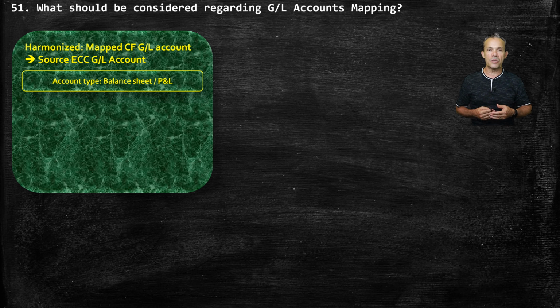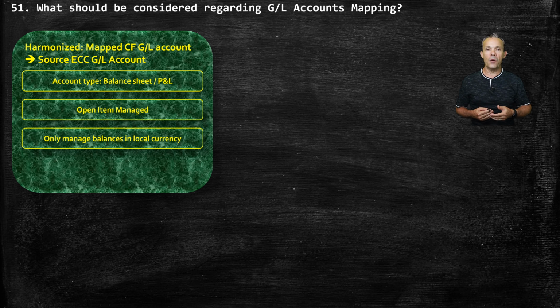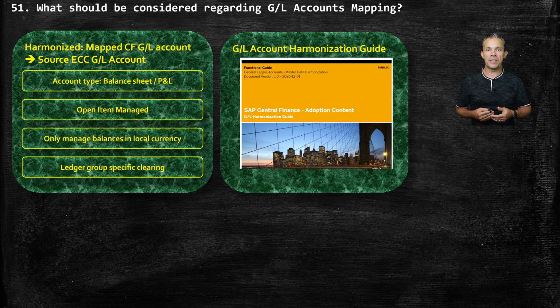Balance sheet accounts in the source system must be mapped to a balance sheet account in the Central Finance system. PL accounts in the source system must be mapped to a PL account in the Central Finance system. Open Item Managed GL accounts from the source system must be mapped to Open Item Managed GL accounts in the Central Finance system. A GL account with the setting Only Managed Balances in Local Currency must be mapped to a GL account with the identical setting. A GL account with the setting Ledger Group Specific Clearing must be mapped to a GL account with the identical setting. There's a document on GL harmonization.